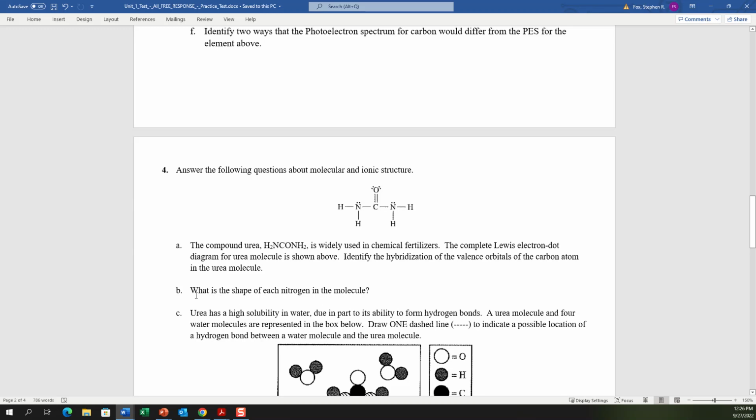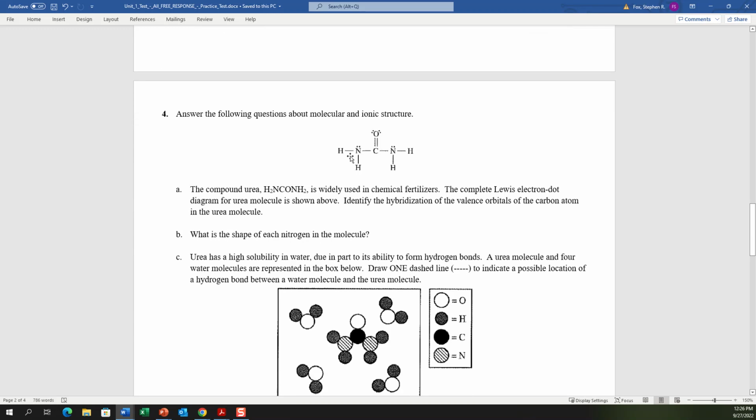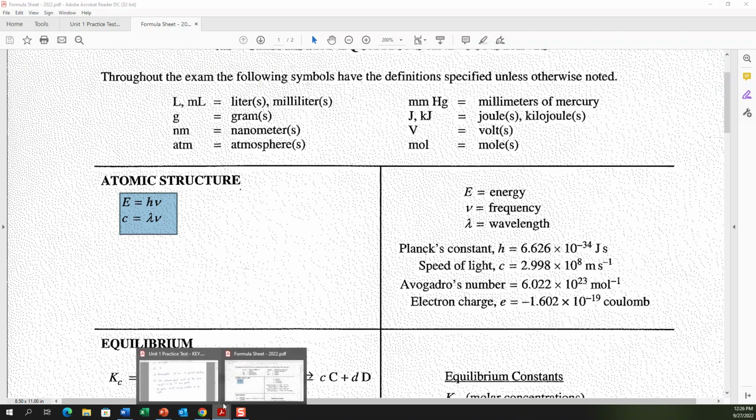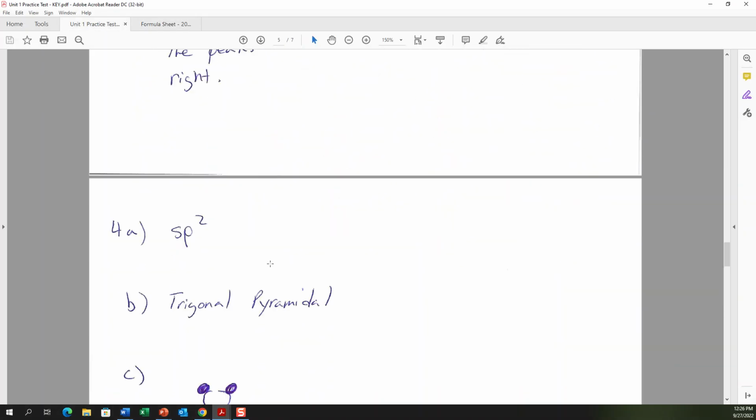All right, then part B, what is the shape of each nitrogen? If you look at each nitrogen, they're kind of identical here. 3 bonding pairs, 1 lone pair. So each nitrogen would be trigonal pyramidal geometry. So, okay, let's go to the key and make sure we got that. All right, so the carbon was sp2 because it had 3 domains.